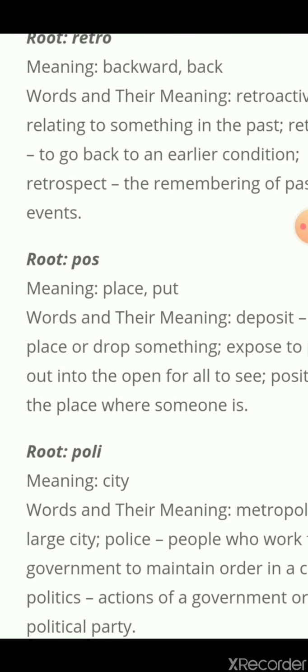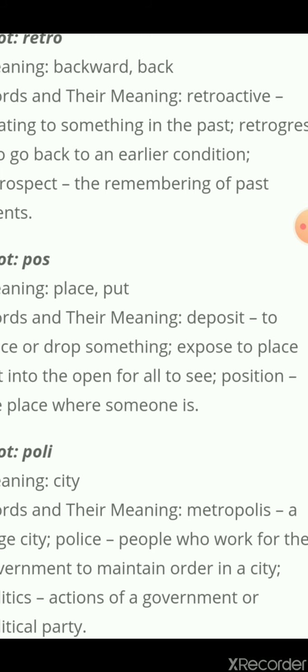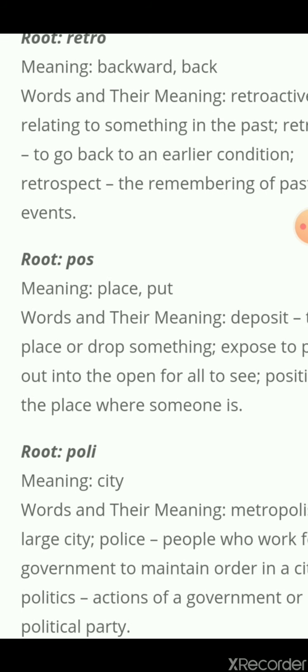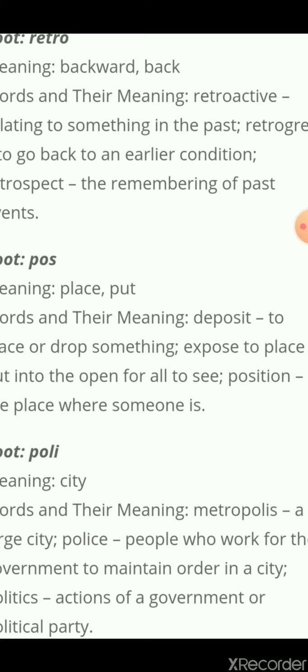When we deposit that check, what we keep, we put a piece of paper which is known as check in the bank, we put it there. Okay, expose, to place out in the open for all to see. Expose, exposure, something related to show.